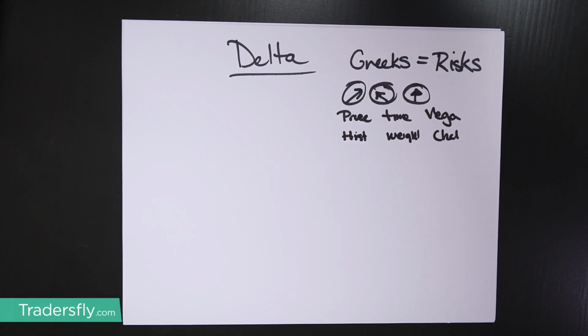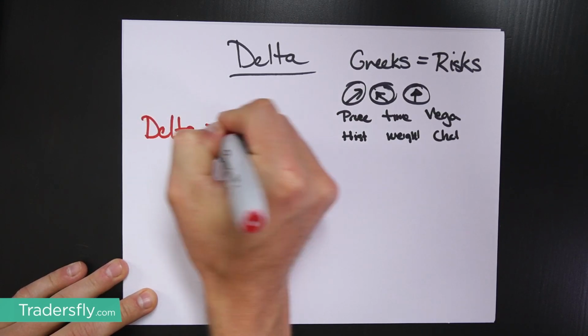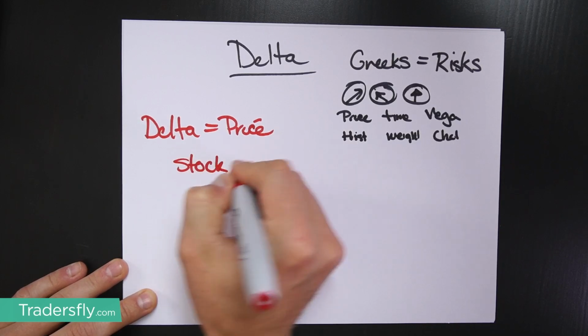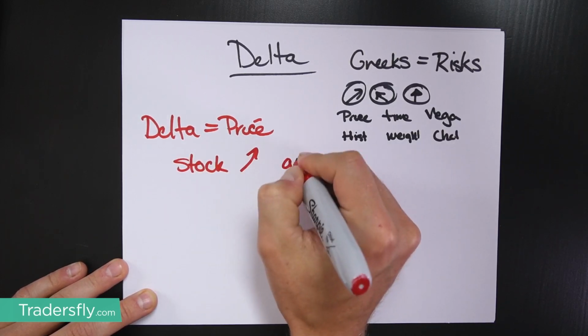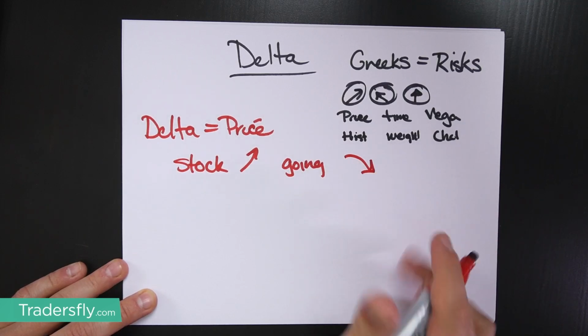So if you look at delta, all delta is telling you, delta just means price risk. Hey, is the stock going up or is it going down? That's all it means. That's all it tells you.